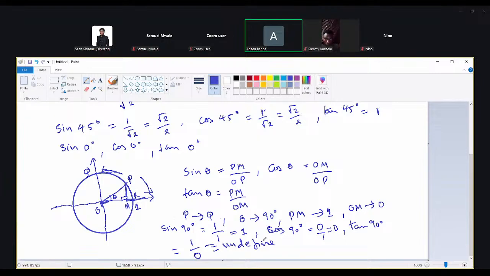So those are the ratios which we call the standard ratios of 30 degrees, 60 degrees, 45, 0 degrees, and 90 degrees. So your duty is for you to be able to know these ratios and use them. You will see later how we are going to use these ratios. Are there any questions so far?